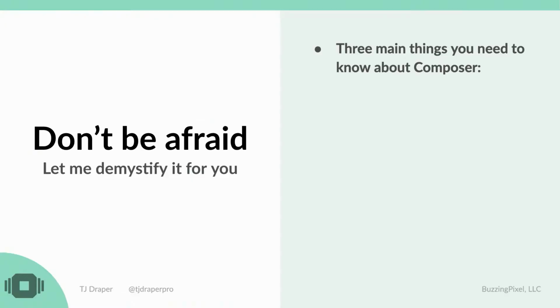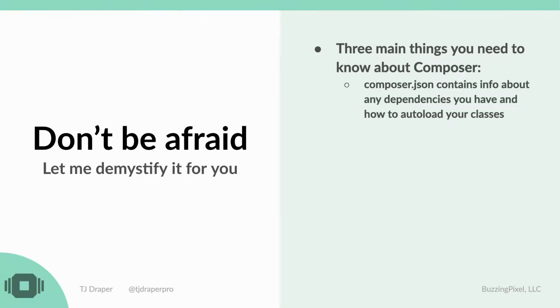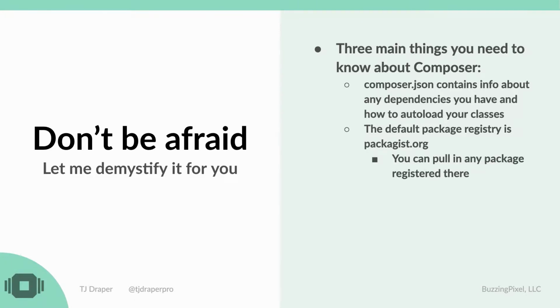So there are three main things that you need to know about Composer. Composer.json is going to contain all the info about any dependencies for your application, how to auto-load your classes, and that sort of thing. The default package registry is packagist.org, so when you issue a command to Composer to require some package, it's going to look it up on packagist.org. You can pull in any package that's registered there. You can also have private packages if you want.